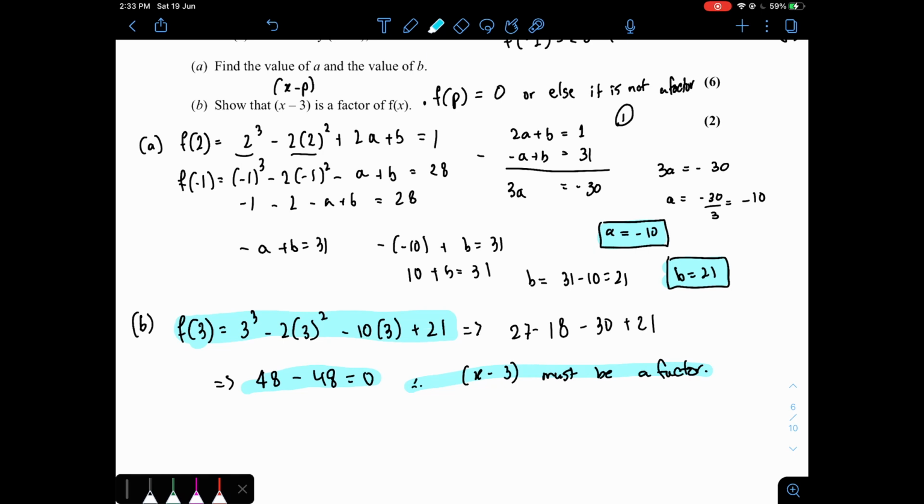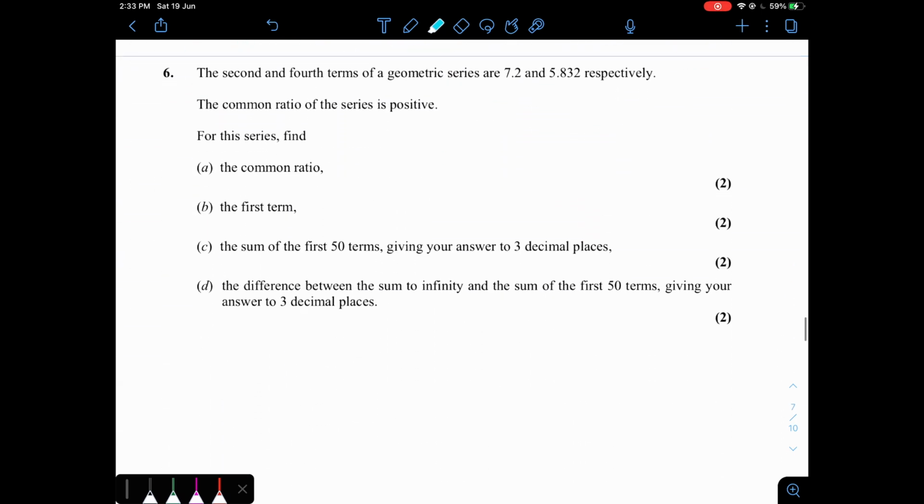Okay, so question number 6. The second and fourth terms of a geometric sequence are 7.2 and 5.832 respectively. The common ratio of the series is positive. For this series, find the common ratio.